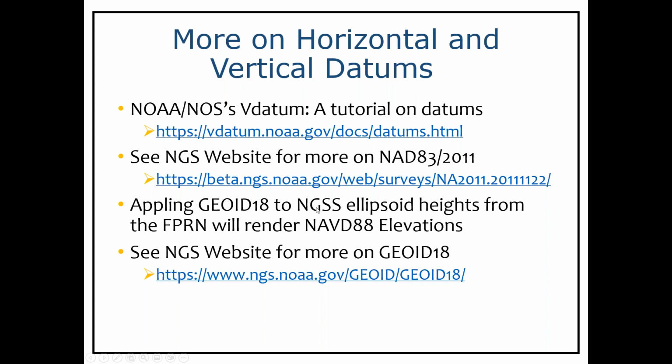Applying the Geoid 18, as I said, to NGS ellipsoid heights from the FPRN will render NAVD 88 elevations, so we're good there. And then if you want to know more about geoids and how they affect the ellipsoid height and move it over to NAVD 88, you can click on this link.